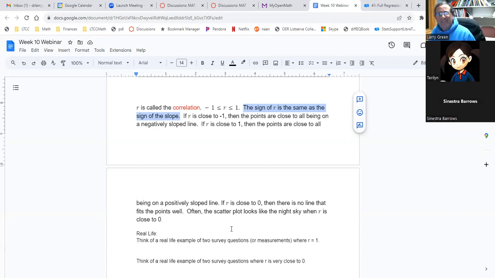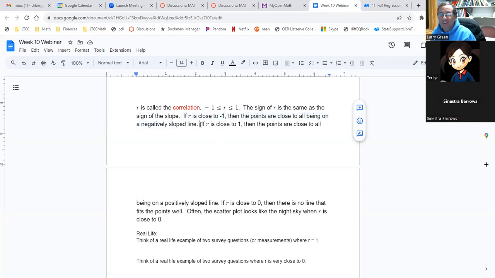So if R is close to -1, then the points all belong or are all close to being on a negatively sloped line. If you're at -0.95 or so, that would mean that if you look at the line and the points, the line will go down and the points will be really close to being on the line. Does that make sense?